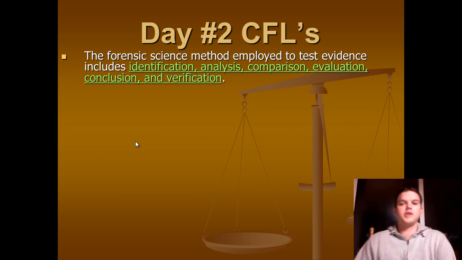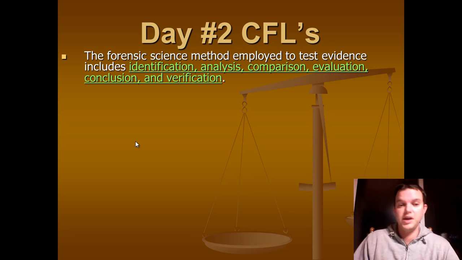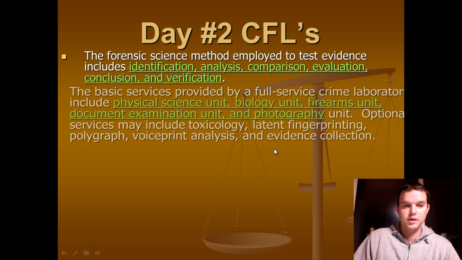All right, so we started by talking about the fact that the role of a forensic scientist is to do the following things. They need to identify, analyze, compare, evaluate, make conclusions, and verify on various data or evidence found at the scene of a crime.